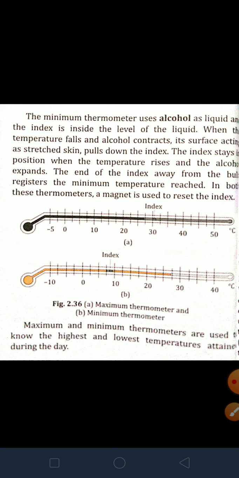Okay children, these maximum and minimum thermometers are used to know the highest and lowest temperatures attained during the day, as I have already told. So in both cases, the index will tell the maximum temperature and the minimum temperature by the expanding and contracting liquid. In the first case we will see the mercury level, and in the second case we will see the alcohol level. So children, I hope all of you have understood up to this.